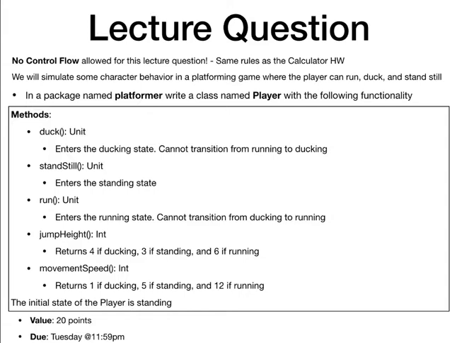So how do we build this functionality without using an if statement? With an if statement, you would just have some state variables to say, am I ducking, am I standing, am I running? And then depending on those variables, you would say if standing, if running, if ducking, and then return the proper values for jump height and movement speed. How do we do this without a conditional?